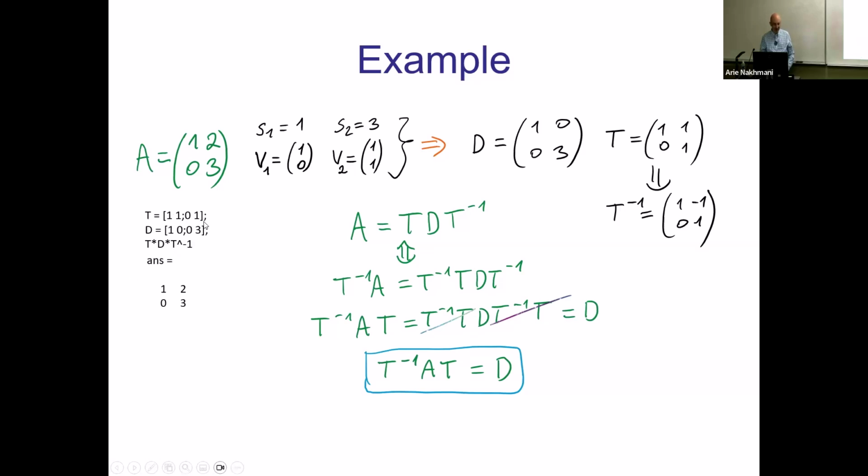Just to check that in MATLAB that you get exactly the same thing, here is a computation. You define T, you define D. So T times D times T inverse will be your original matrix A. Okay, so this is the decomposition that I'm getting from this example.